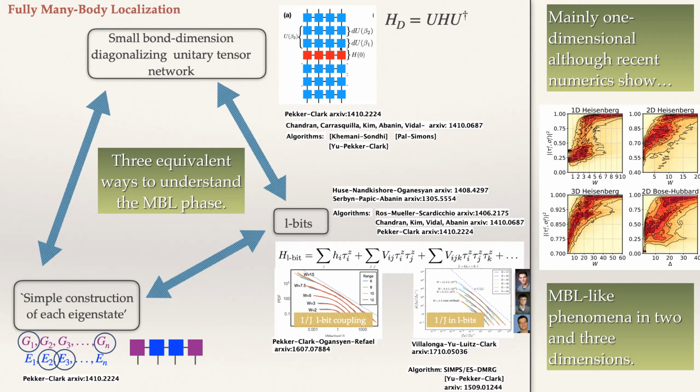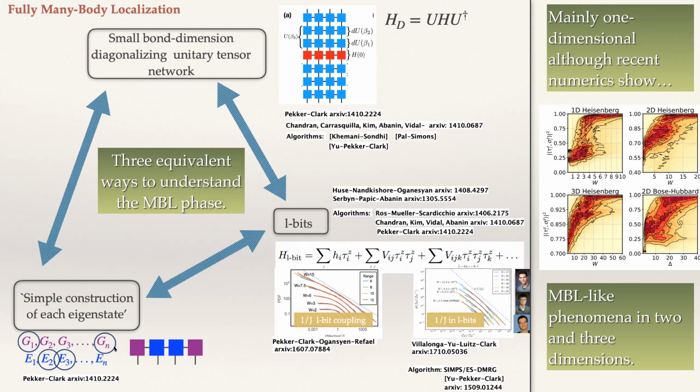And what you can show by some combination of numerics and analytic argument is that the quantum circuit that diagonalizes a many-body localized Hamiltonian is short. It's of small depth. The moral equivalent of that in the tensor network language, which is another way to say this, is that you can write a matrix product operator for diagonalizing the many-body localized Hamiltonian. That matrix product operator has small bond dimension. So we worked on this. There's work from Anusha, Chandra, and company also on this. And this implies the L-bit formulation. The L-bit formulation implies this.